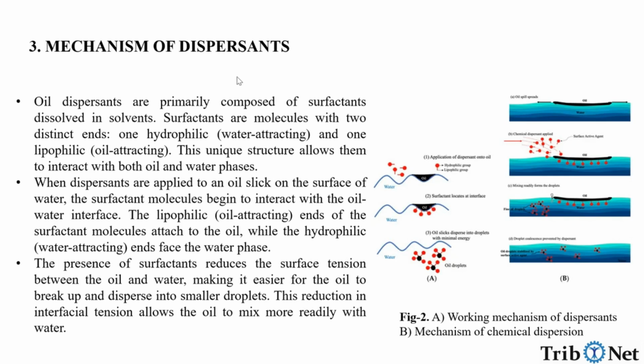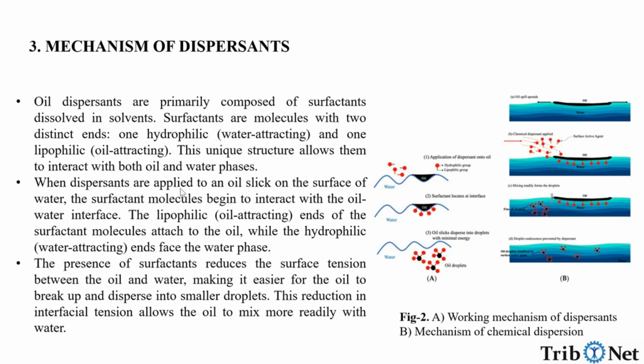What are the mechanisms of dispersants? How do they work? Oil dispersants are primarily composed of surfactants dissolved in solvents. Surfactants are molecules with two distinct ends. One is hydrophilic, that is water attracting, and the other is lipophilic, oil attracting. This unique structure allows them to interact with both oil and water phases.